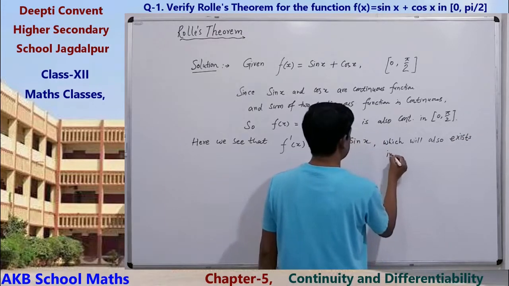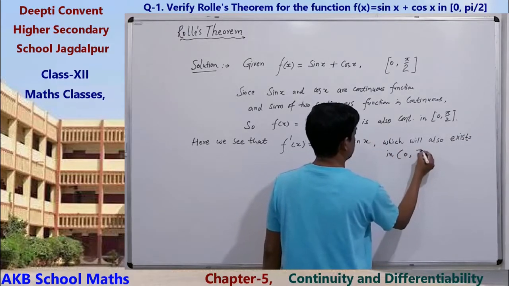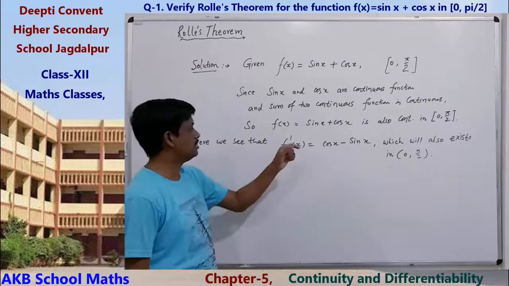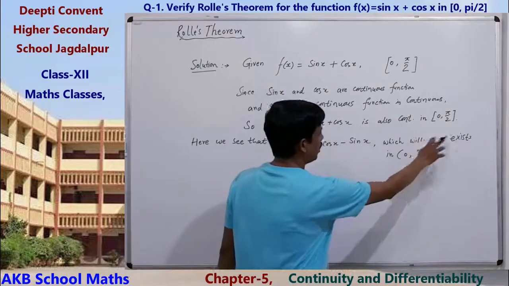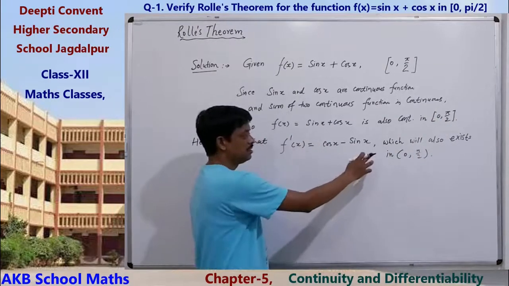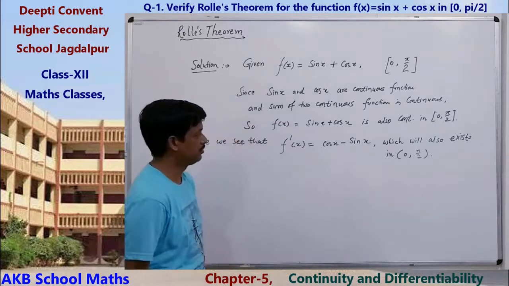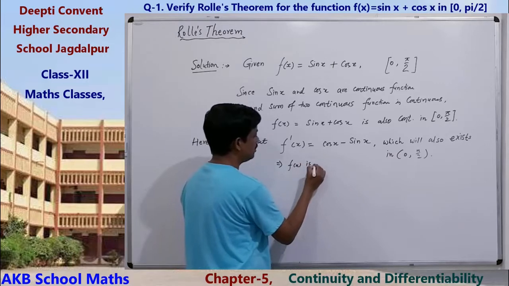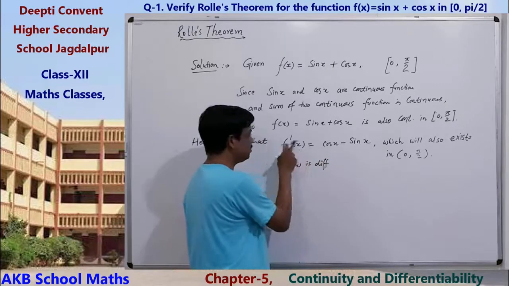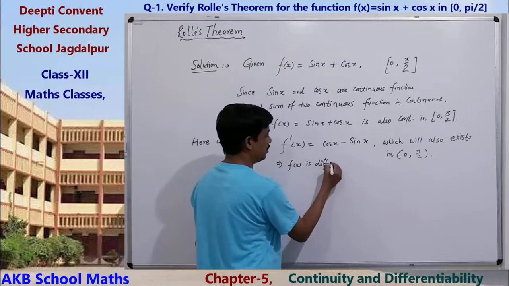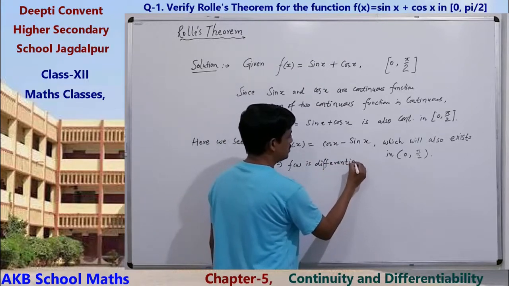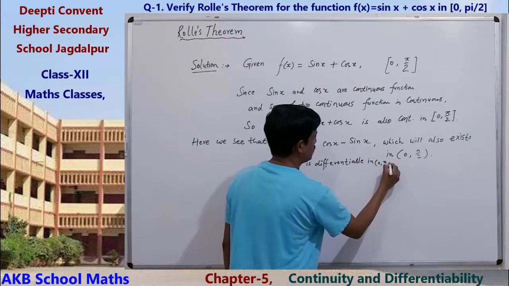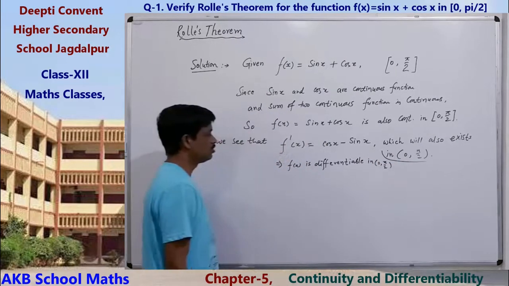It will exist in the open interval 0 to pi by 2. That is, f(x) is differentiable because the derivative exists, so differentiable in the open interval 0 to pi by 2. Okay. So two conditions are satisfied.